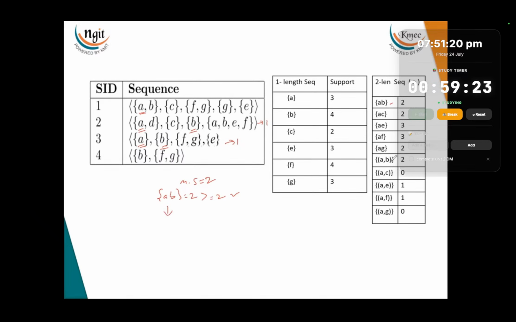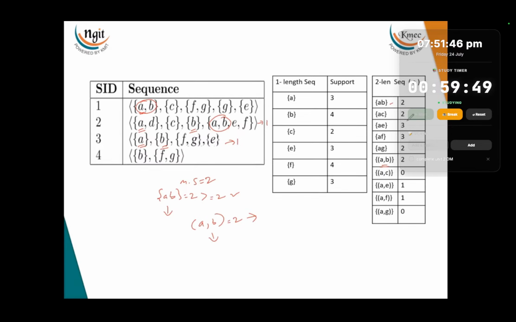Similarly, let's find it for A comma B. A comma B is within the braces, which means they should be found in the same transaction. Here we can see A comma B in the same transaction, and when you look at the whole database, we can see A comma B together again. So the count of A comma B is 2. This also satisfies the minimum support threshold, so A comma B can also be considered a frequent subsequence.